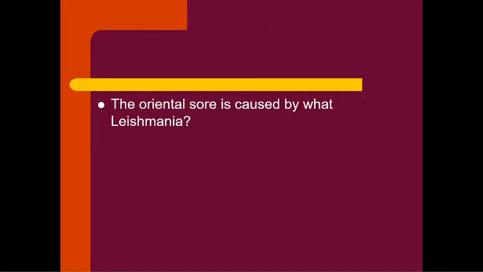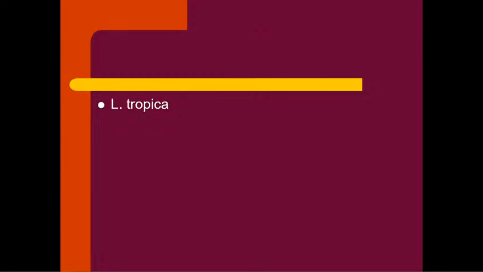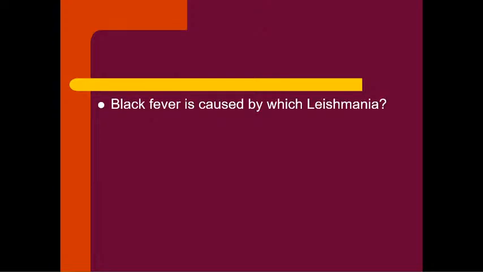Okay? Alright, now, we have what you call the oriental sore. When you use the term oriental, where is the orient? It's in certain areas where there is tropical condition. So, usually it's Leishmania tropica. Now, black fever is also caused by Leishmania, specifically Leishmania donovani. But don't confuse black water fever with black fever. Some people confuse these two terms. What's black water fever?